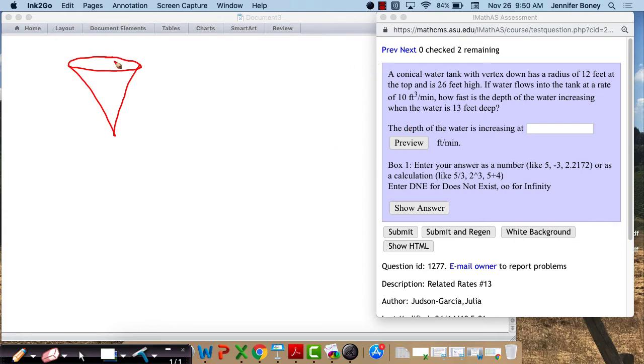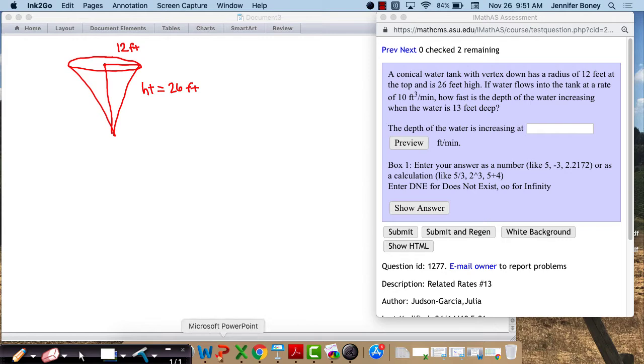So this conical water tank has a radius that's always 12 feet. And the height of the cone, the height of the tank, I'll just write it out here so it's not scribbled in the middle, is 26 feet. Now, those aren't changing, agreed? The tank is one shape and size, and we're just filling it with water. Now, it's being filled with water.